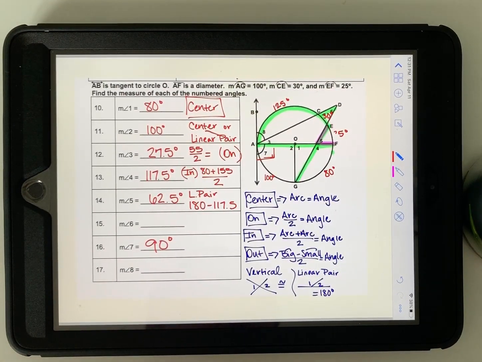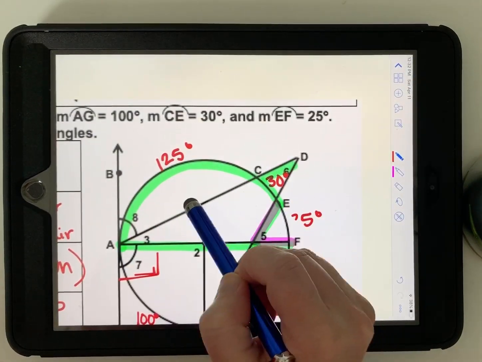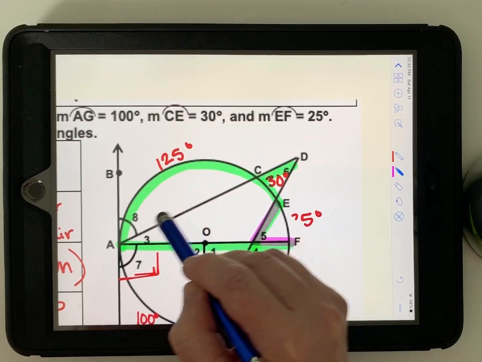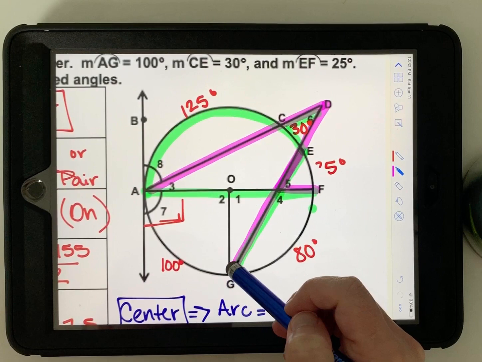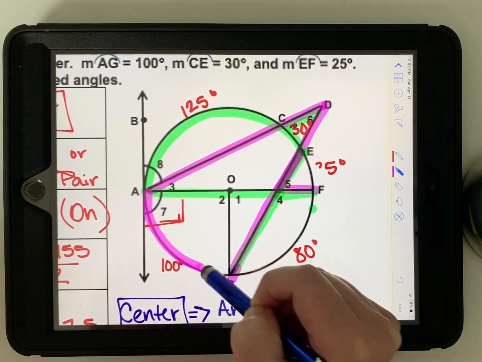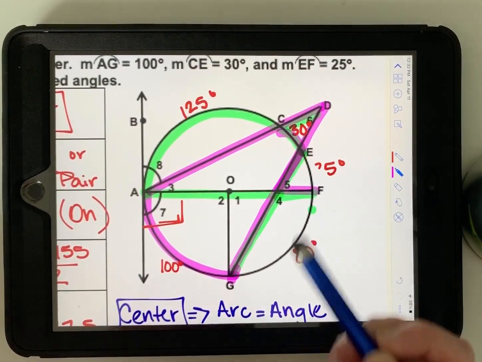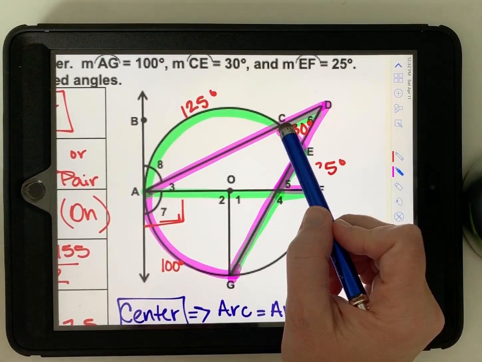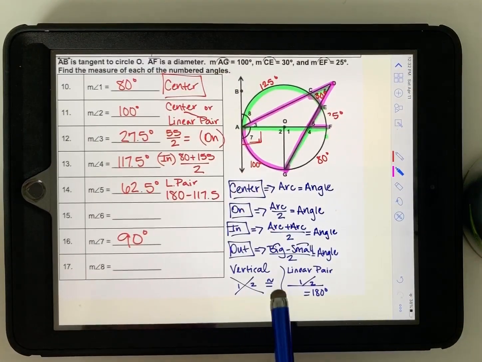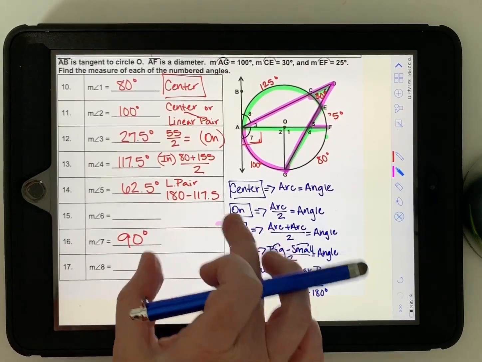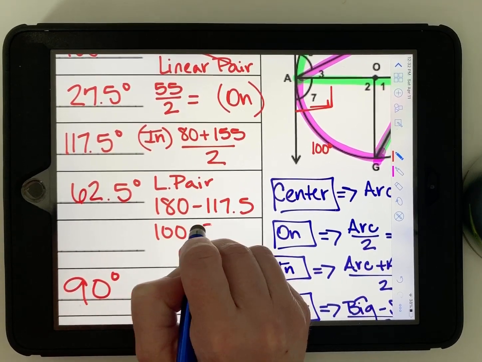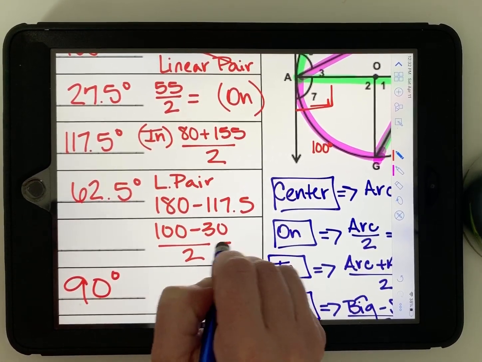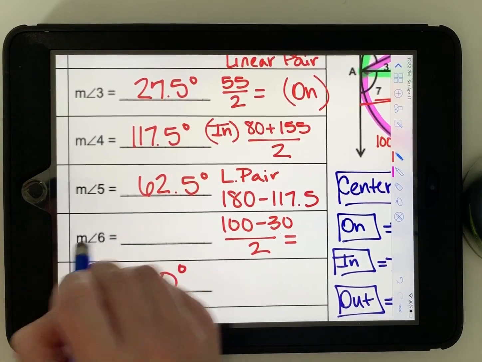All right. Angle 6. Angle 6, I kind of covered it up here, but angle 6 is out here. And we can see it's all of this. And the reason that I highlight this is so that we can see the big arc and the small arc, and we have both of those. The big arc is 100, the small arc is 30, because remember our formula for out is big arc minus small arc. So we could say here, big was 100, minus our small arc of 30 divided by 2, and that would give me 35 degrees.